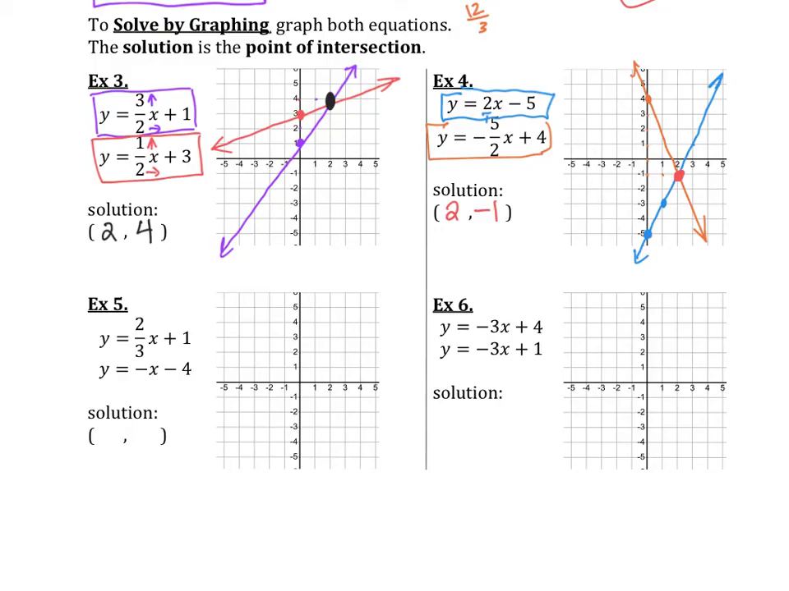Okay, so for this one, we have y equals 2/3 x plus 1 as my first line. It's in slope-intercept form, so I can start at the y-intercept, which is 1, and go up 2 over 3. Okay, and let me try to draw a nice line.